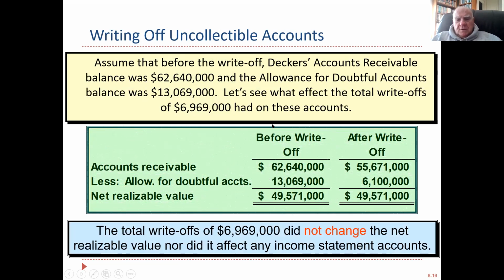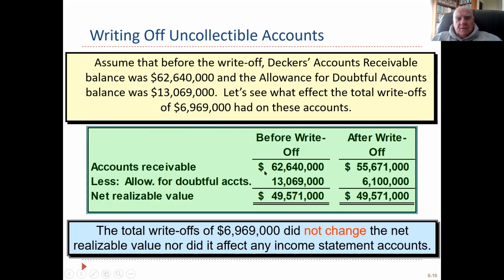And let's understand this. Before the write-off, accounts receivable was 62 million, right? And the allowance was 13,069 for net receivables of 49,571. Now we wrote off the 6,969. Well, remember our journal entry. We debited the allowance for doubtful accounts because now we're allowed to spend it. That brought this down to 6,000,001. We credited receivables to reduce that. Notice what the point is. Your net receivables don't change with a write-off.